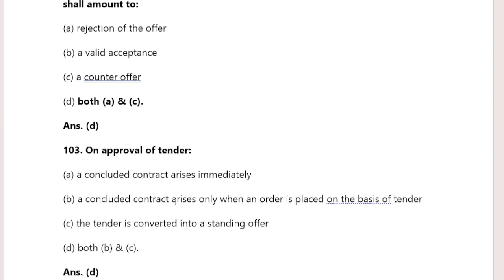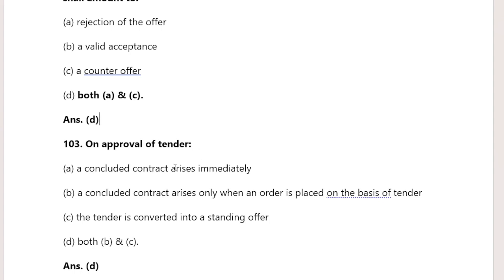And the next question is on approval of tender. A concluded contract can arise immediately. B, a concluded contract can arise only when an order is placed on the basis of tender. C, and the tender is converted into a standing offer. And option D is both B and C. Then the right answer is option D, both B and C.